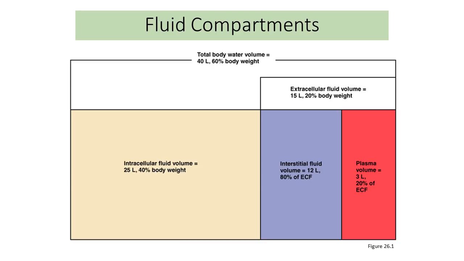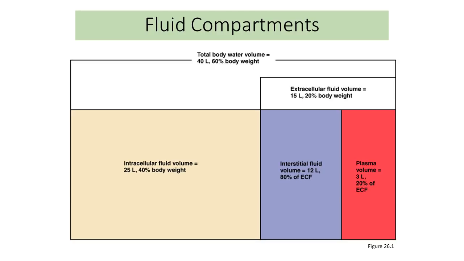This chart will show you the distribution of water throughout the body between the two major compartments, the intracellular compartment and the extracellular compartment. We know that in healthy males, approximately 60% of body weight is due to water. In females, the number is a little bit lower, approximately 50% of body weight.